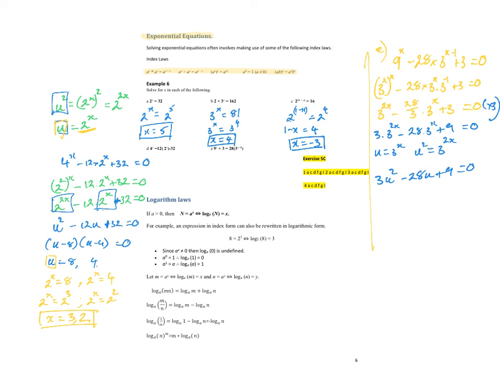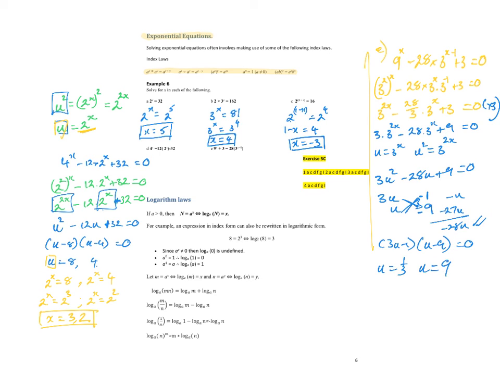Well, let's hope we can factorise this. 3u cross with, so it's either 9 and 1 or 3 and 3. So 3 nines are 27, plus 1 is 28. So I reckon that's the way. Make them both negative. So if we do down our 3u times 9 is equal to 27u. U times negative 1 is minus u, negative 28u. Bingo. So we get 3u minus 1, u minus 9 equal to 0. So we get u is equal to 1/3, or u is equal to 9.